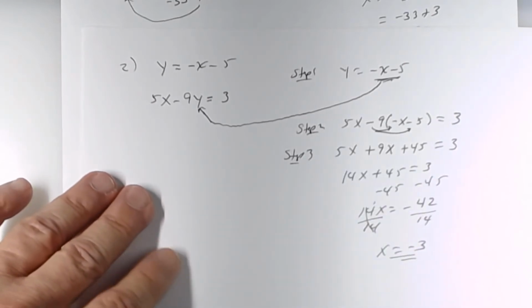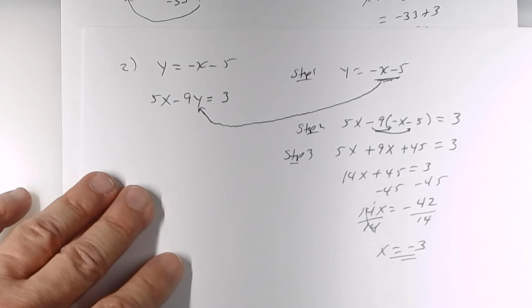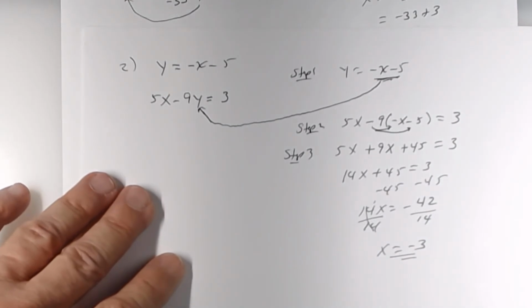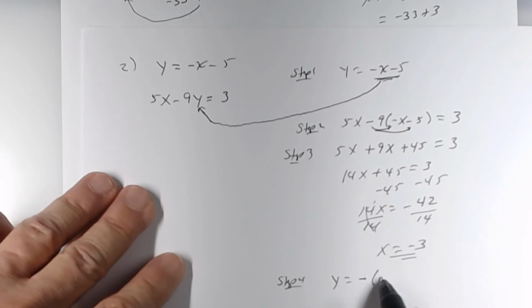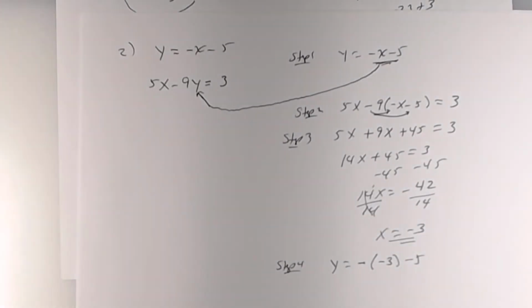So step 4 is where you actually find the other coordinate of the solution. So always go back to step 1 because you already have the variable by itself. So step 4 would be where you would say y equals the opposite. Remember that says negative x, so be careful how you write it. This says the opposite of x, and what's x? Negative 3 minus 5. That's what this looks like.